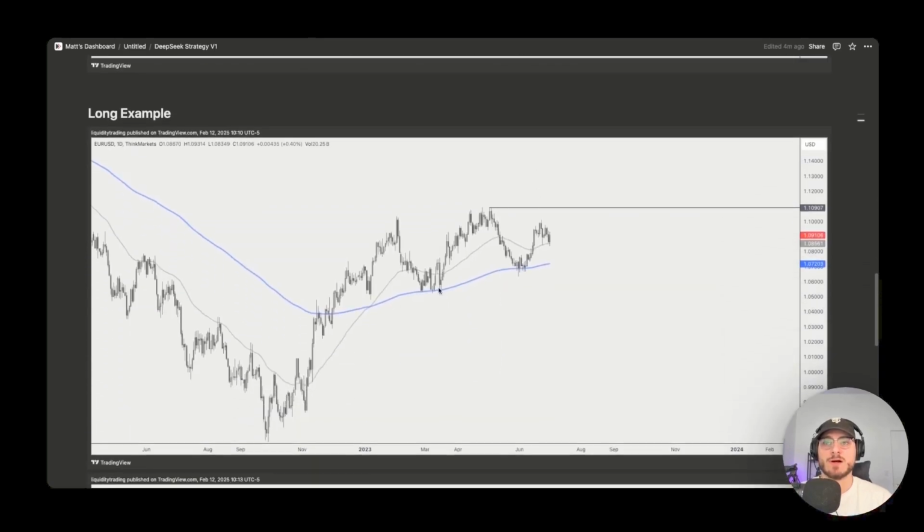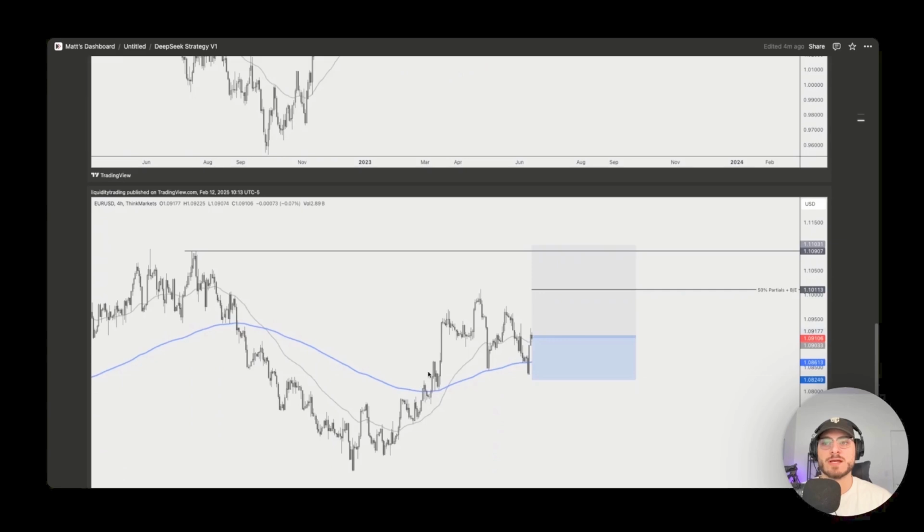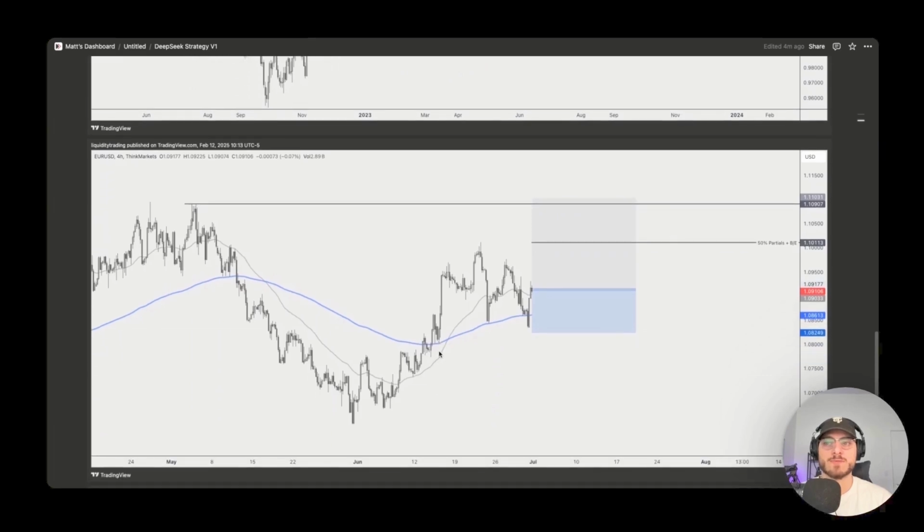You could see here as well on the daily, we have the daily 200 EMA. We are above it, and therefore we should be looking for longs. On the 4-hour, price gets above the 50 EMA. It comes back down and retests it, kind of holds it a little bit, consolidates. It wasn't until right here that we have this bullish engulfing. We get that close back above, and therefore my entry could be right there, 50% partials and break even.